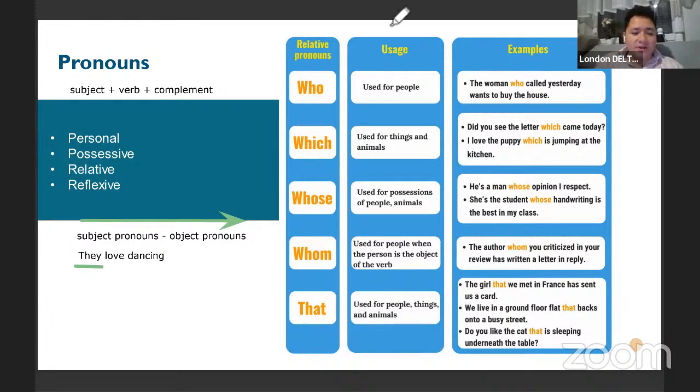Entonces aquí they hace la acción. ¿Cuál es la acción? Amar. Okay, dancing. Dancing is the object. Es el objeto. Es lo que es amado. Por eso, object pronouns no me refiero a un objeto, a una cosa. Right? Object can be people. Object puede referirse a personas.